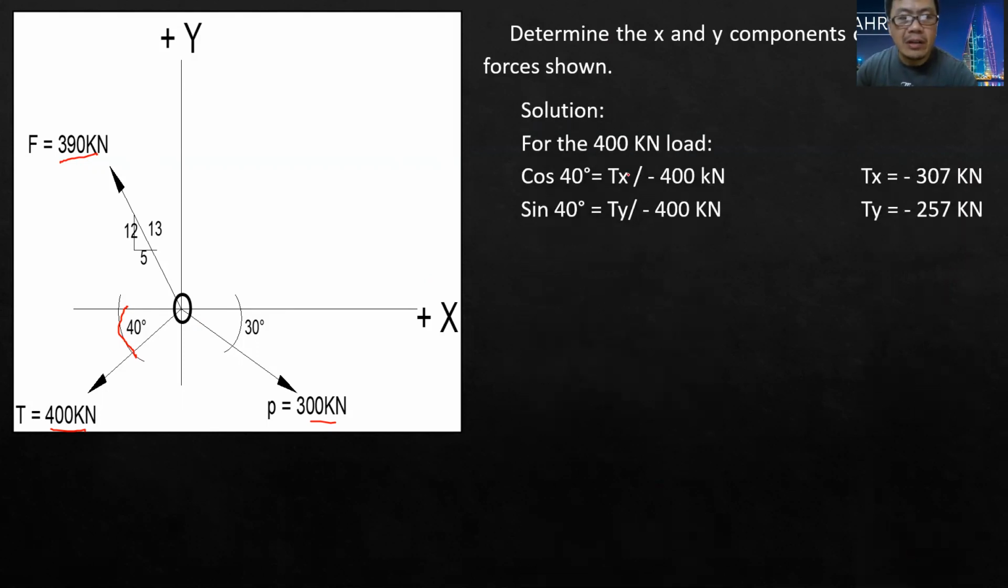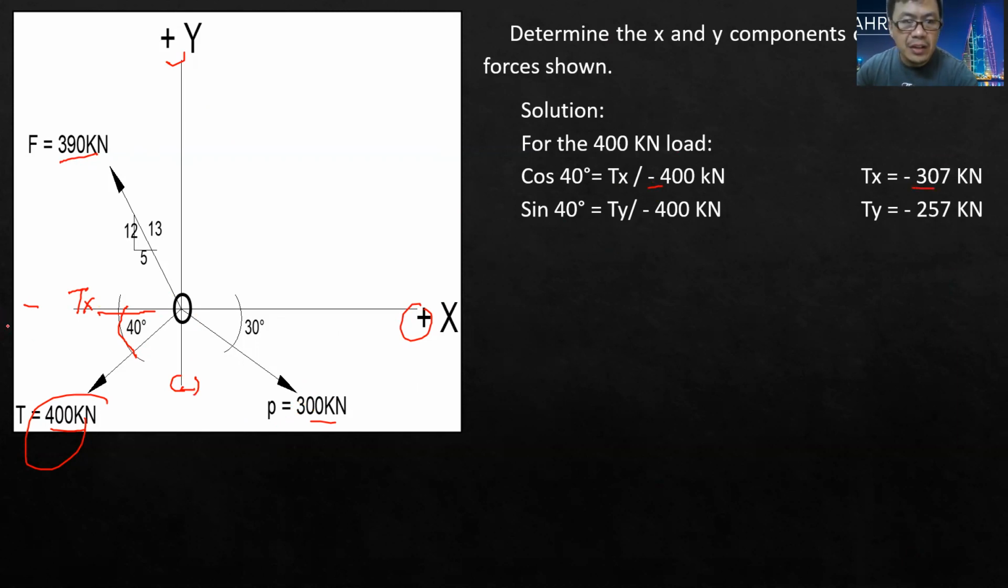So for the 400 kilonewton, where's the 400 kilonewton? Here. For the 400 kilonewton, the x component is just the cosine. So cosine 40 degrees is equal to Tx, the x component, all over 400 kilonewton. We just write it negative, right? Because it is in this direction here, negative, and this one is positive. Here also is positive, and here is negative. Okay, so you have Tx is negative 307 kilonewton.